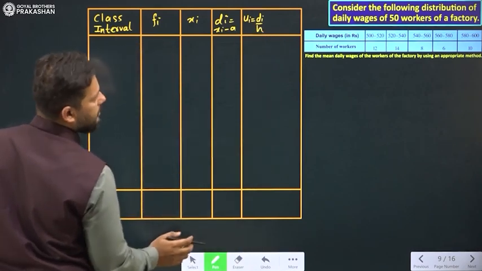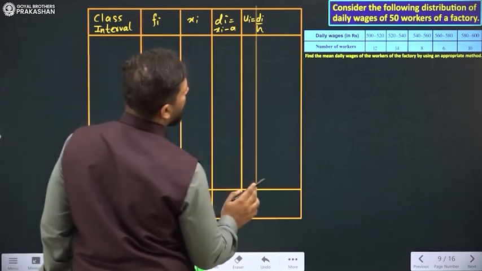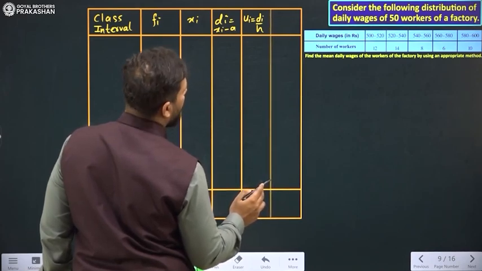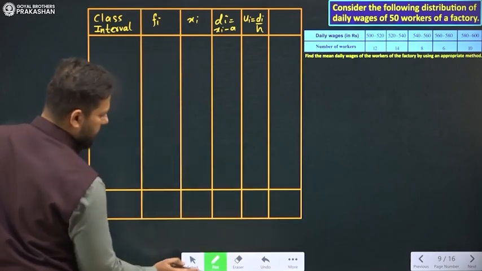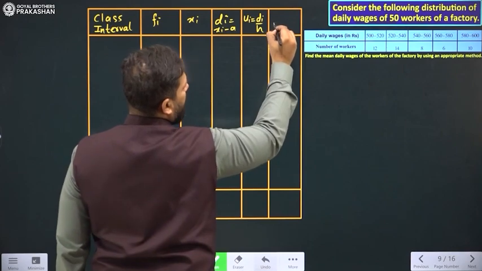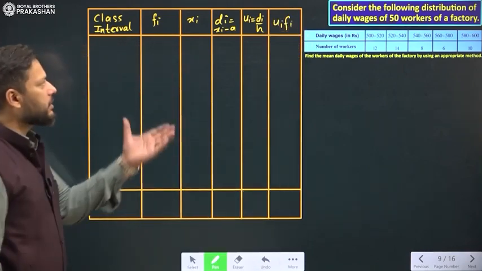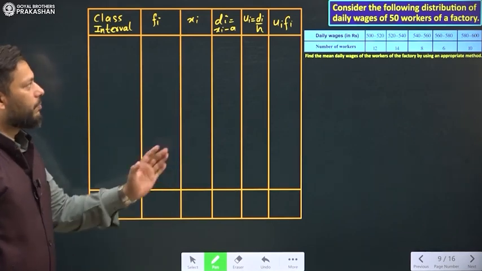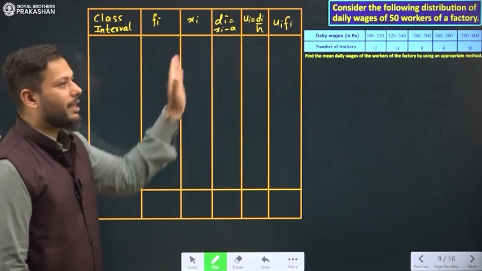And now at last we'll have one more column, and that one more column would be the product of Ui with Fi. Let us write it. This is Ui times Fi. Okay, so these are the 6 required columns in case of step deviation method. But before jumping to the last 3 columns, we need to get all the Xi.